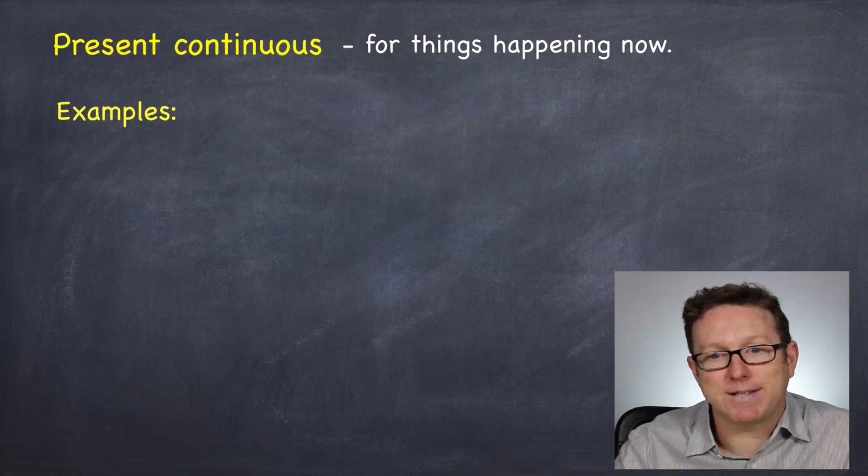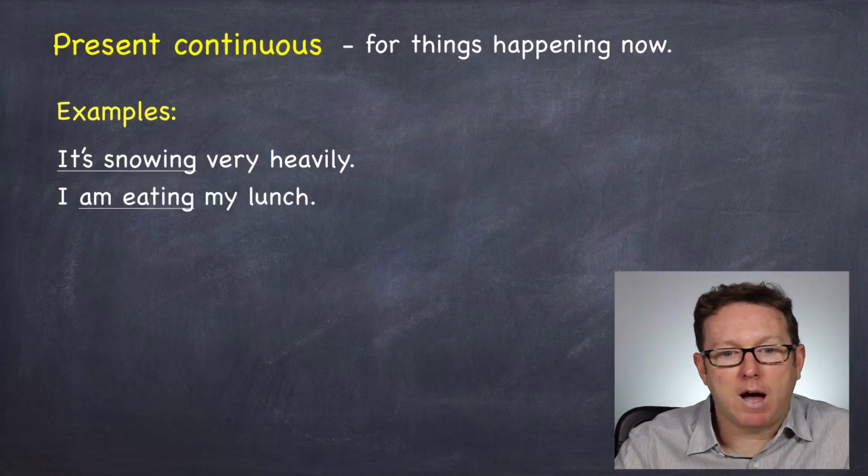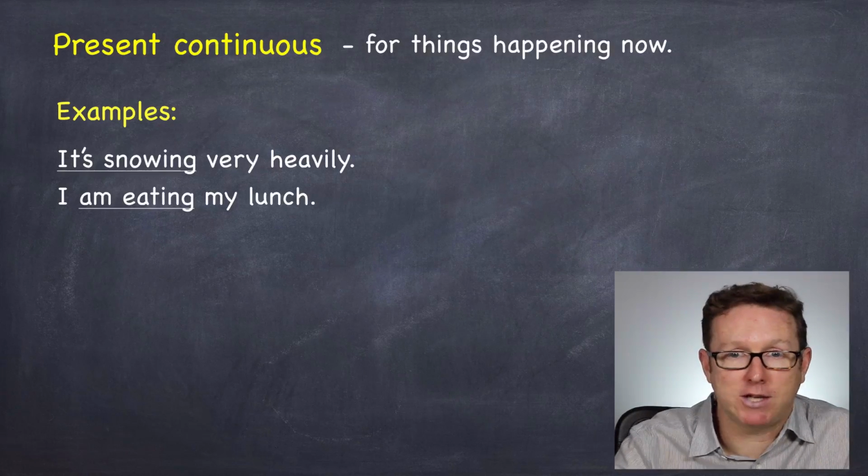So the first one we can see is for things happening now. The examples are, it's snowing very heavily outside now. It's snowing very heavily. I'm eating my lunch. Well, in this moment I'm not. I'm teaching English.